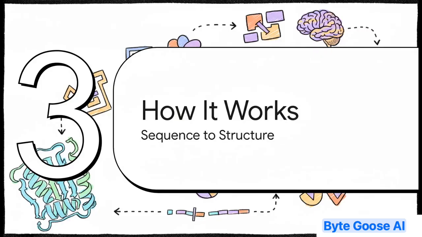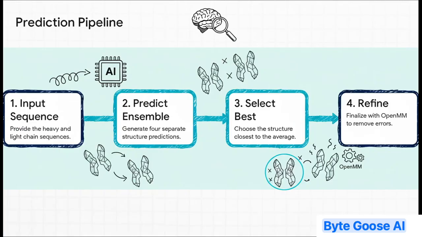Each tool is an expert, trained for its one specific job, and that specialization is a huge part of its power. So how does this AI actually do it? How does it take a simple string of letters, a protein sequence, and turn it into a complex, working 3D structure? Well, the process is actually remarkably elegant. It follows this four-step pipeline.